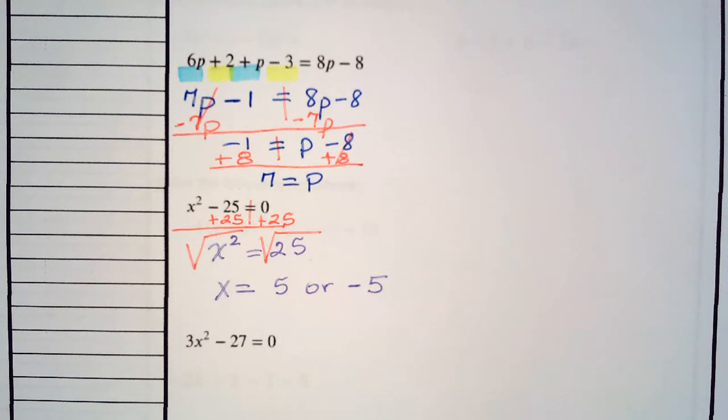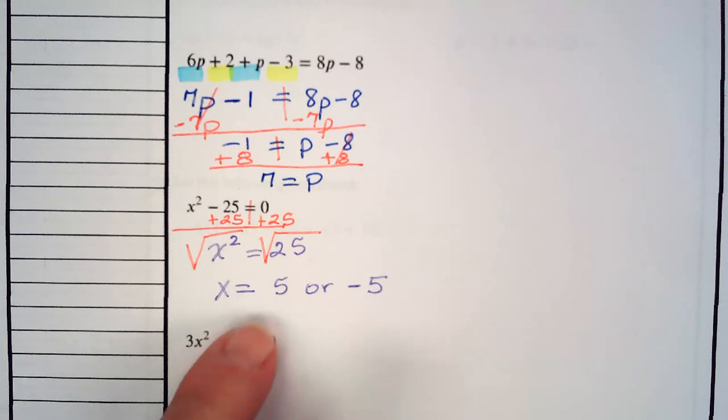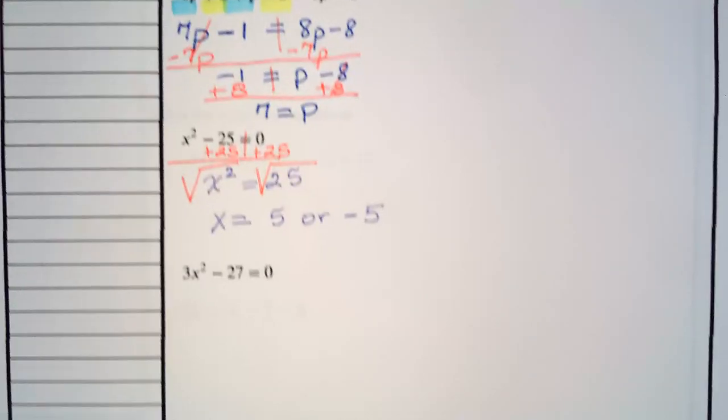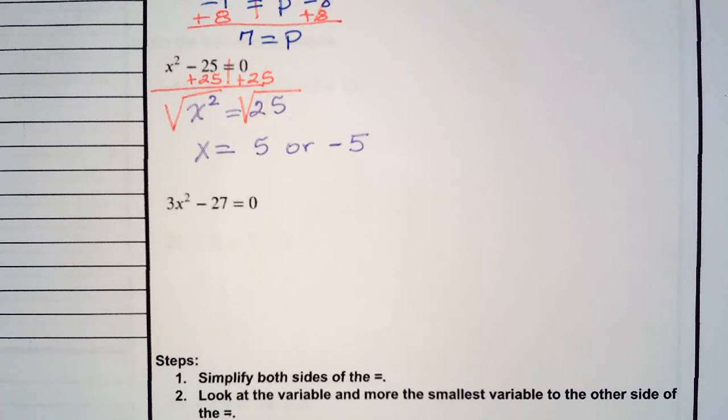5 is our primary square root. -5 is our secondary square root. Each number has 2 square roots. Now, not all of them are perfect squares like 25 is, but each number will have 2 square roots. So, looking at the next one, what do we need to do? If you said add 27 to both sides, you would be correct.